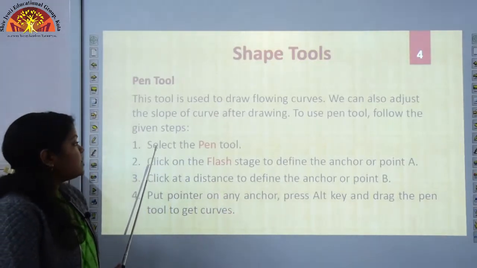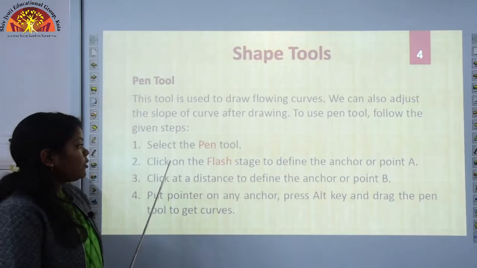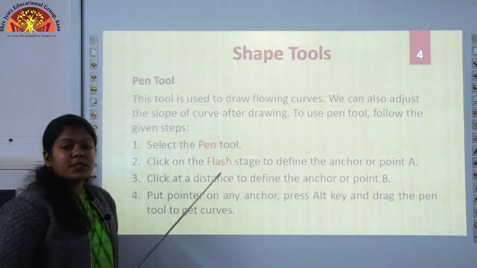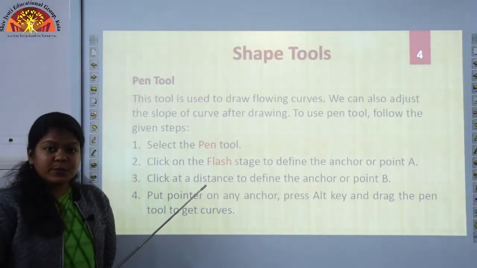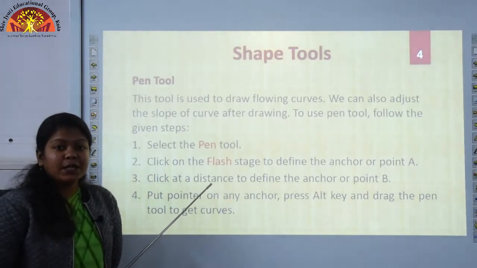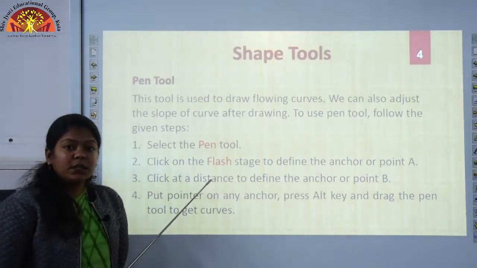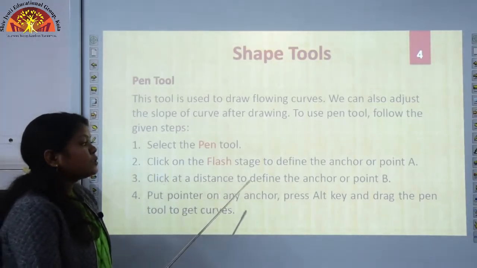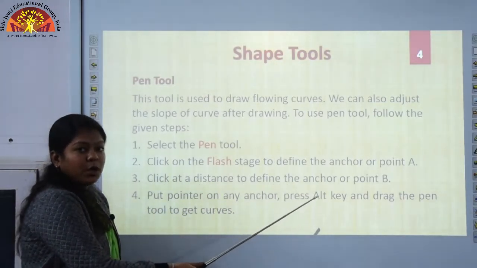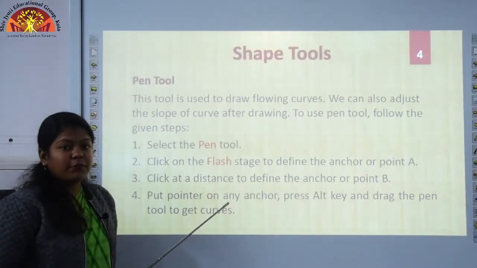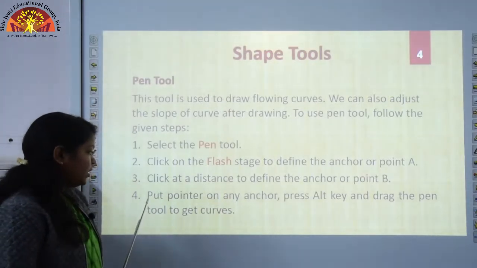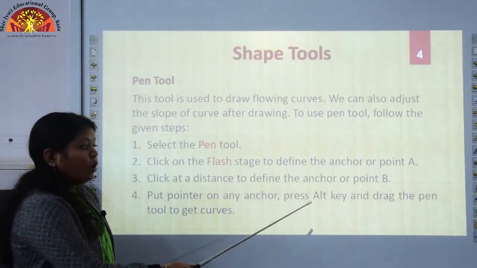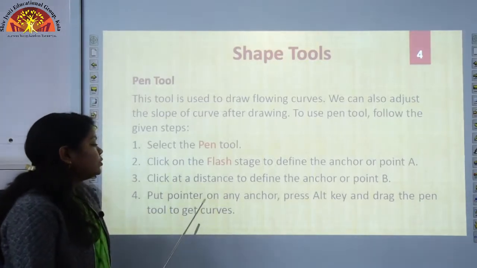Our first step is select the pen tool. Next, click on the Flash stage to define the anchor or point A. So students, first you have to select the pen tool from the tools panel, then you have to define an anchor, or we can say a point A, for the curve. Next, in the third step, click at a distance to define the anchor or point B. After the point A, now we have to define the point B at a particular distance. Now the fourth point, put the pointer on any anchor, press the Alt key and drag the pen tool to get a curve.